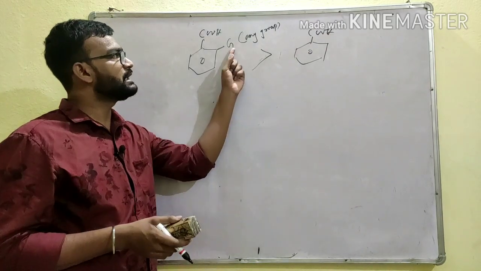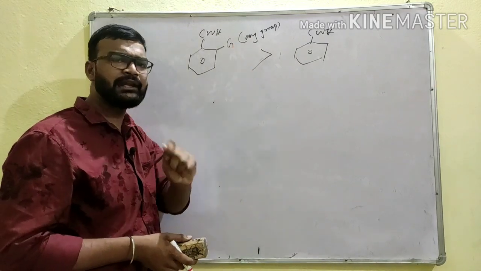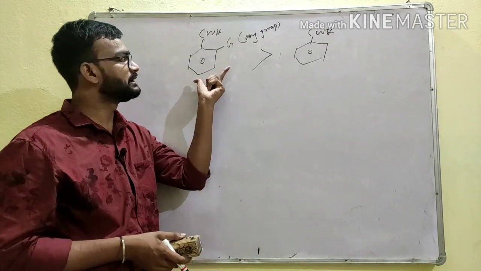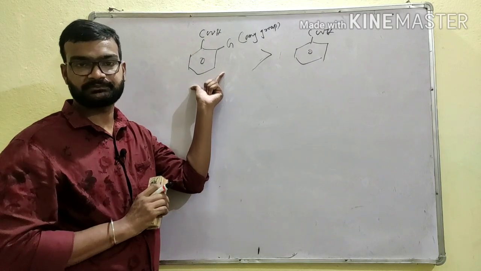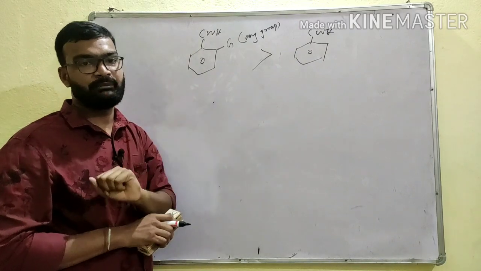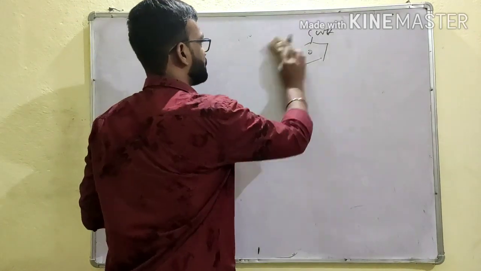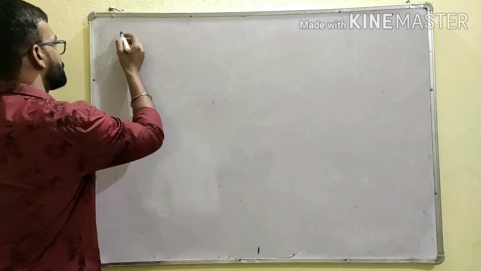So you put an electron donating group, doesn't matter. You put an electron withdrawing group, doesn't matter. Any group present at the ortho position, that benzoic acid will be more acidic. So this is what the ortho effect is in the acidity of benzoic acid. Okay, now let us find out the reason why it is so. We will discuss the reason in detail. So what is the reason?